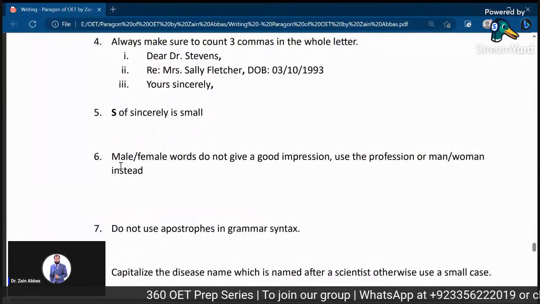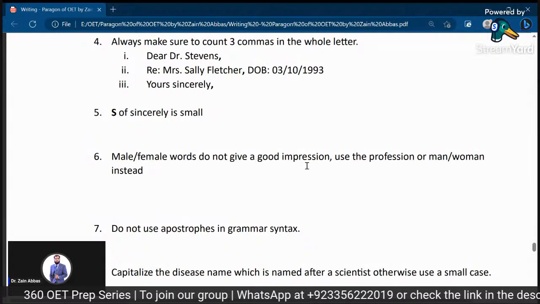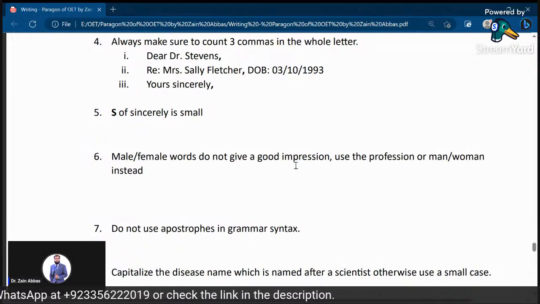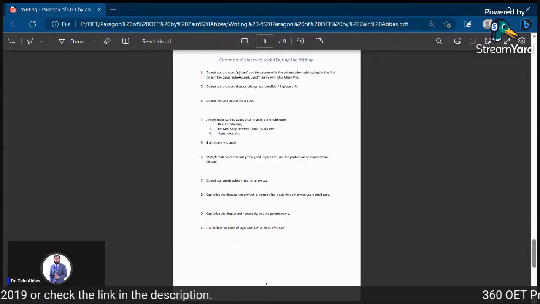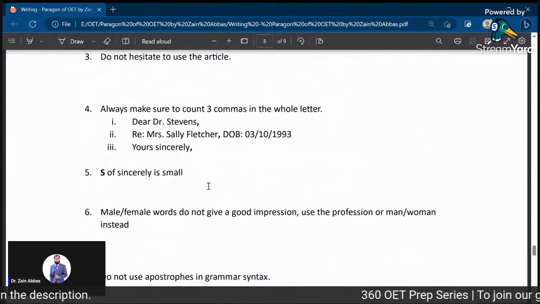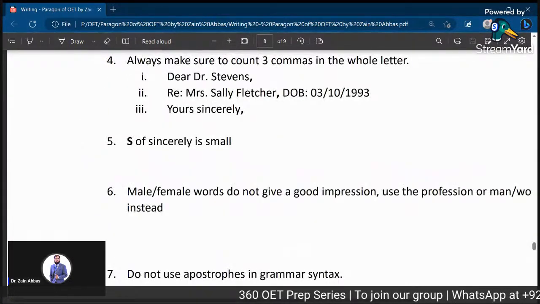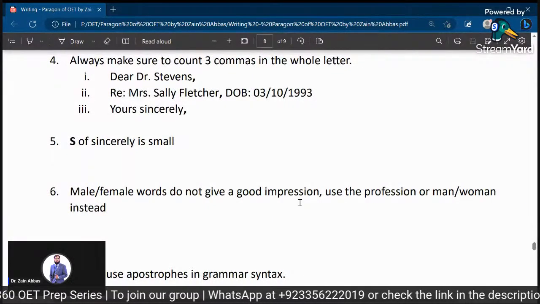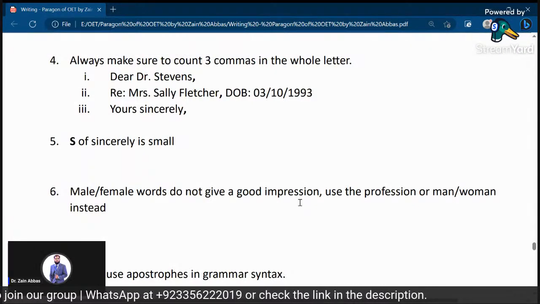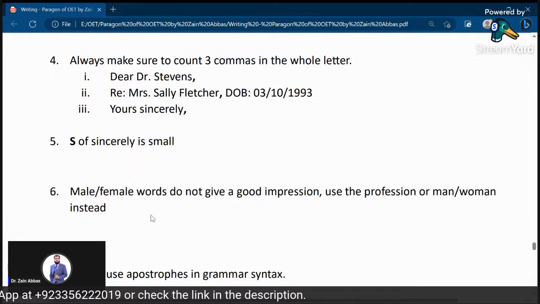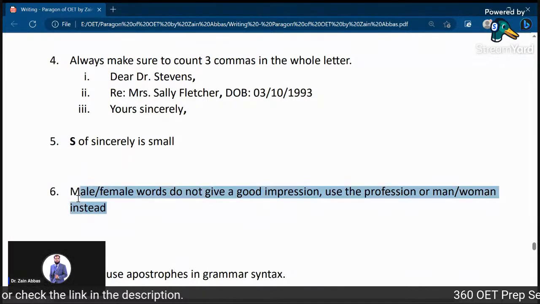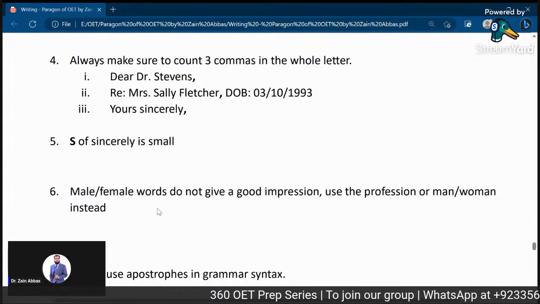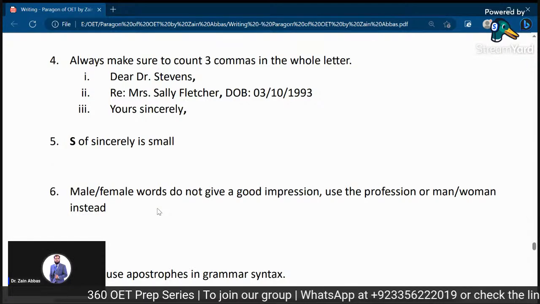The next point is that the words male and female do not give a good impression. Use the profession, or you can use man or woman instead. This is also important because, as you know, we doctors are used to saying a 14-year-old male or a 14-year-old female. Like these sentences are in our reflexes, but make sure that if you are writing a letter, you don't use the words male or female, as these do not give a good impression.